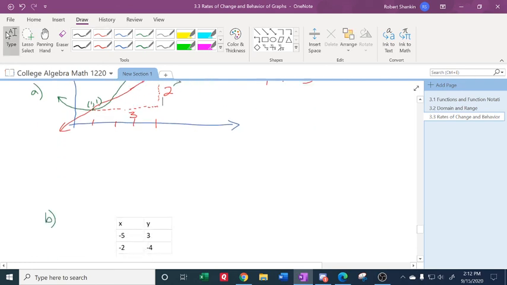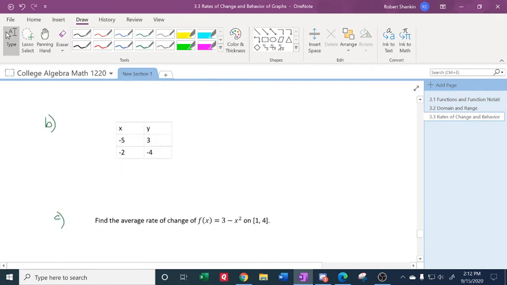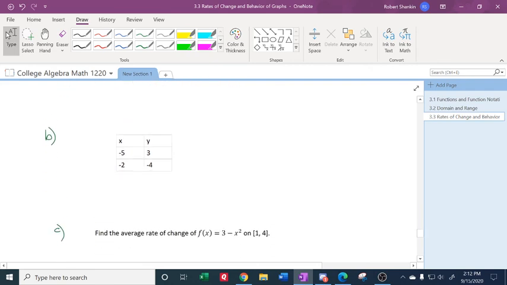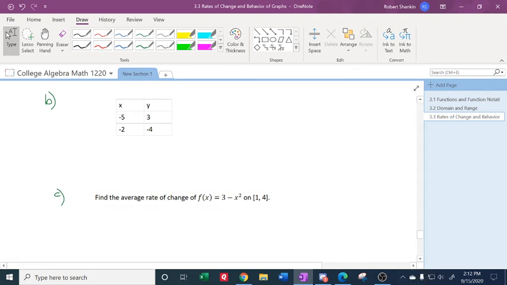Okay, now let's go to B. All we have is 2 points in a table. Find the rate of change. And then there's C. All we have is this equation on an interval, 1 to 4. All right, we are running out of time here, so I'm going to do these last two.